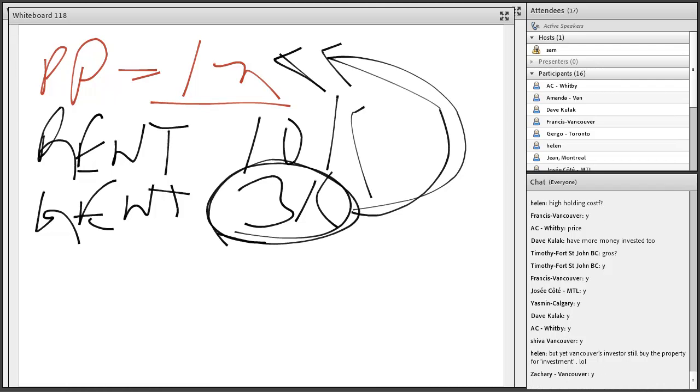So 1% is a good rule. It doesn't mean 100%, but if it's 3K, forget about it. Look, 3K probably doesn't cover the taxes. 3K a month doesn't cover the taxes on a $1 million property. How's that property going to make you money? It doesn't even cover taxes and insurance. So 3K, that's not going to work.